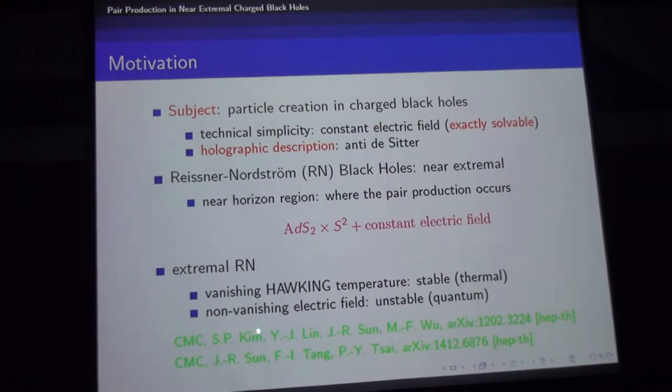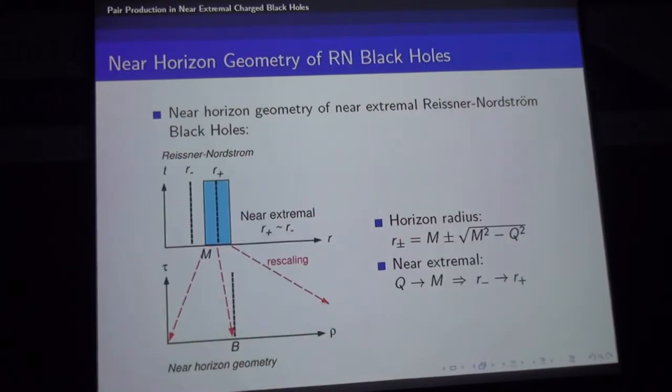The first one is a collaboration with Sang Pyo Kim from Korea, and this first paper considered the scalar production. And recently we finished our work on the spinor particle. We will focus on the pair production in the near horizon geometry. So what is the near horizon geometry?